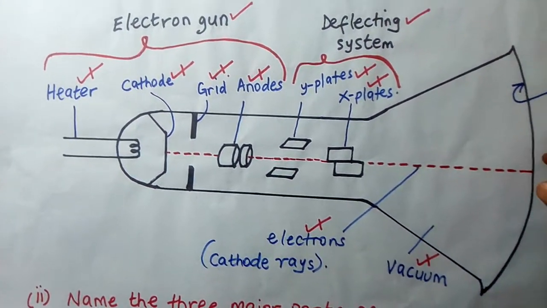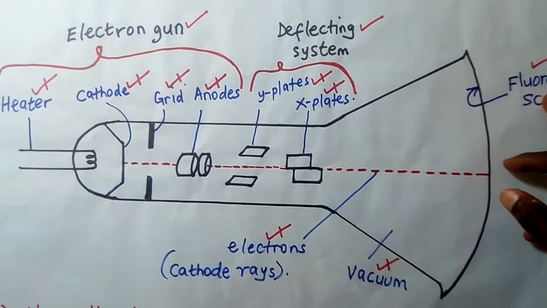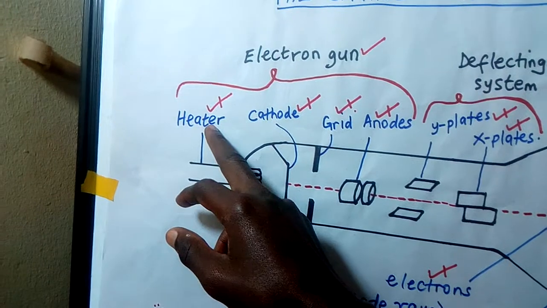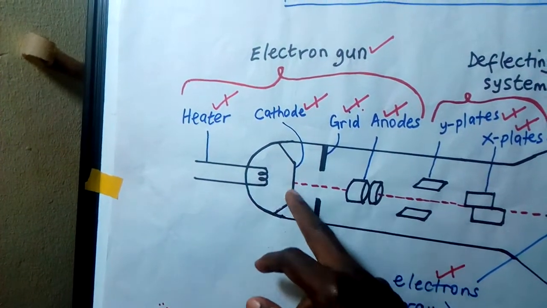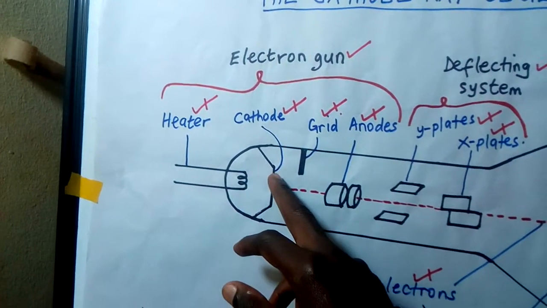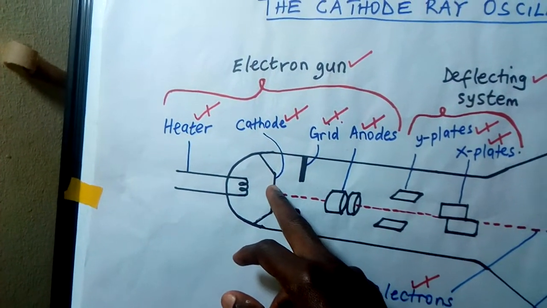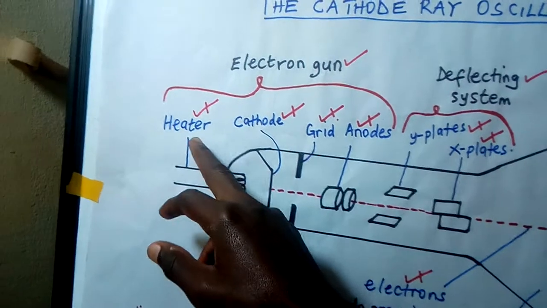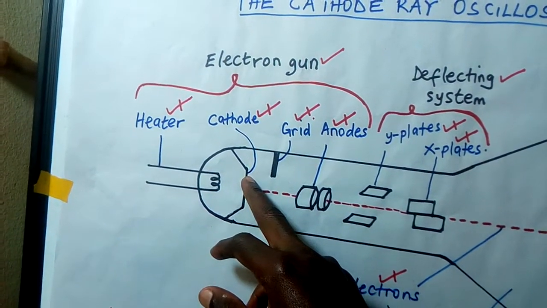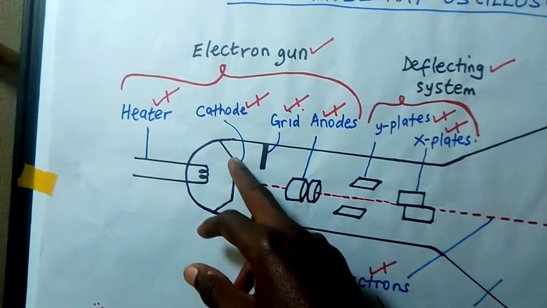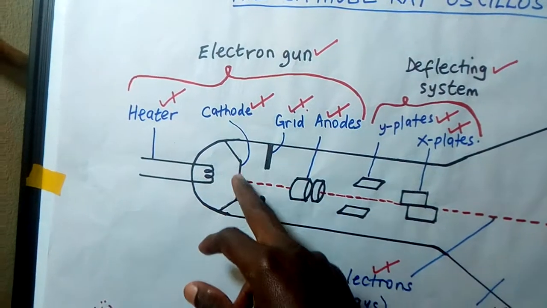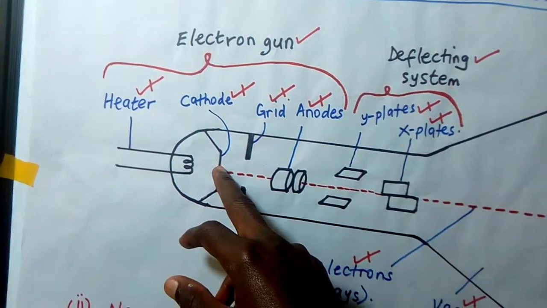Now, we are going to look at some of the major parts. What is the work of the heater? The heater, as the word says, its work is just to heat the cathode. What is the work of the cathode? To produce electrons by thermionic emission. Once heated by the heater, its work is to produce electrons by thermionic emission. You see these dotted lines, they start from here, which means they start from the cathode. So the electrons are produced from the cathode. So the work of the cathode is to produce electrons.